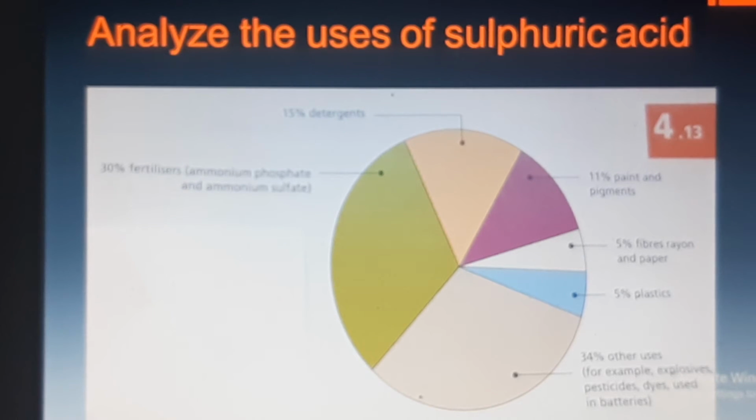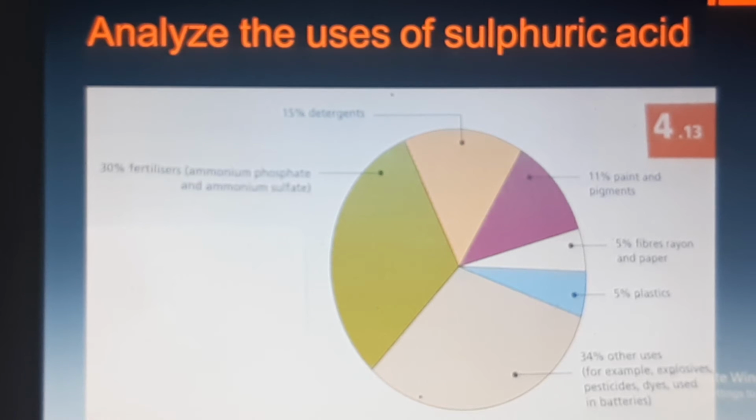Next, we are going to the last objective, that is to analyze the use of sulfuric acid. Here in the picture, we can see the uses of sulfuric acid. The biggest area is 34 percent of the uses. The 34 percent is used for explosives, pesticides, dyes and car batteries. The batteries are all included in the 34 percent. And the green colored section is 30 percent of the diagram. The 30 percent means it is used for making fertilizer.